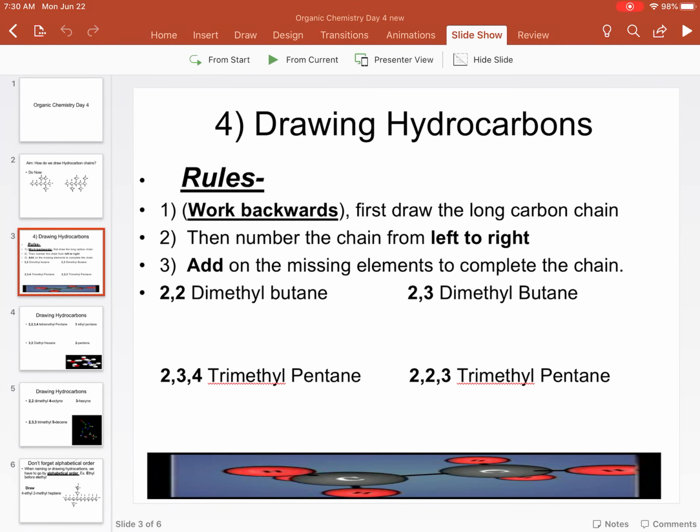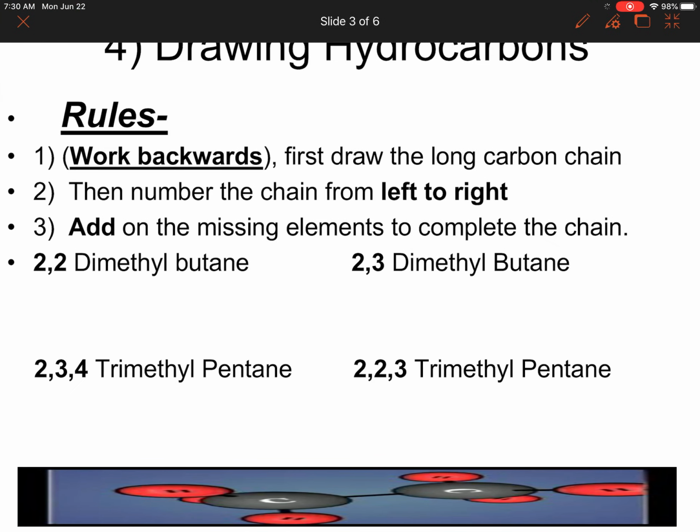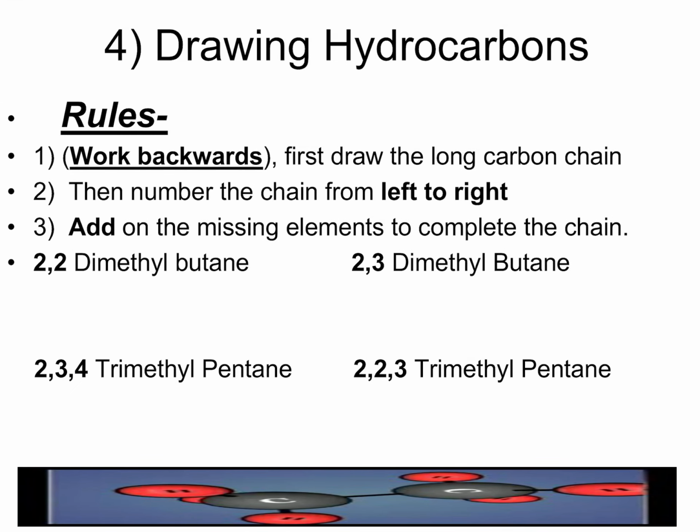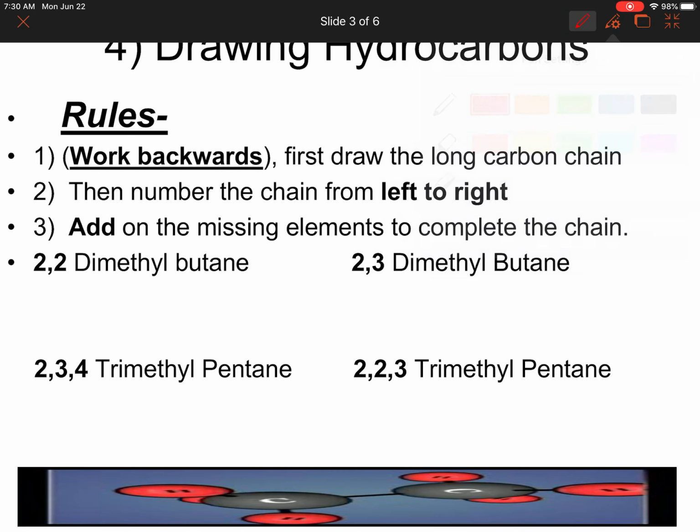Let's do today's work. Drawing hydrocarbons. Well, the rules say here, work backwards. Then first draw the long carbon chain. So here's an example. It says 2,2-dimethylbutane. So but is a 4 carbon chain according to table P. So draw 4 carbons. 1, 2, 3, 4. Ane means a single bond between them, which they are. Dimethyl means there's 2 carbons hanging off the long chain. Well, it tells you where they are. They're both on number 2.